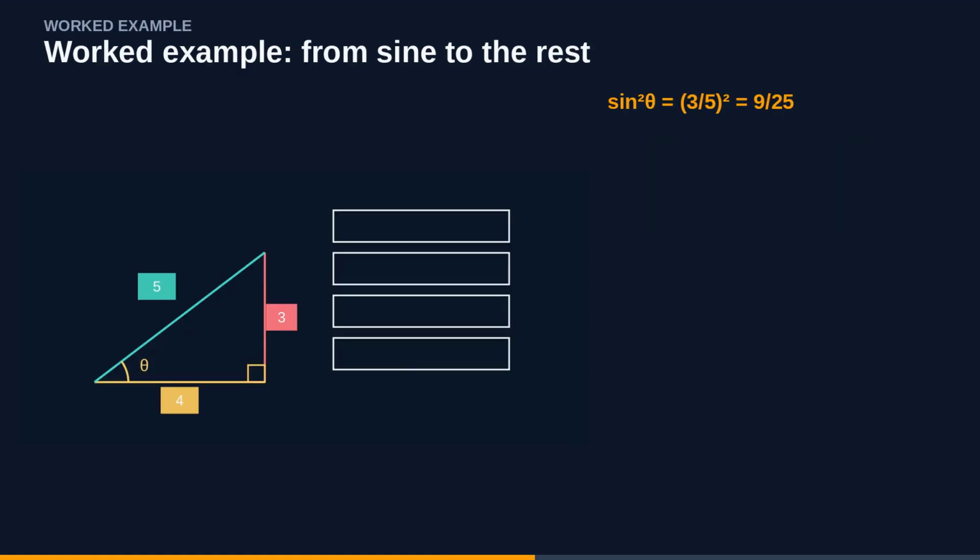Now run the whole method on the exam's favorite setup. Sin of theta is 3/5 and the angle is acute. Find the cosine and the tan using nothing but the identity. Step 1, square what you hold. Sin²θ equals 3/5 squared, 9/25. Do not reach for a second formula yet. Step 2, subtract from 1. Cos²θ equals 1 minus 9/25, which is 16/25.